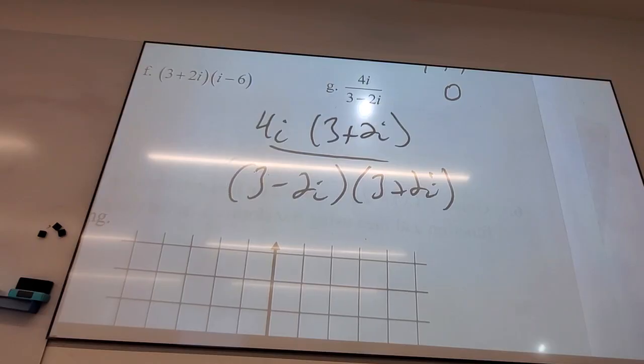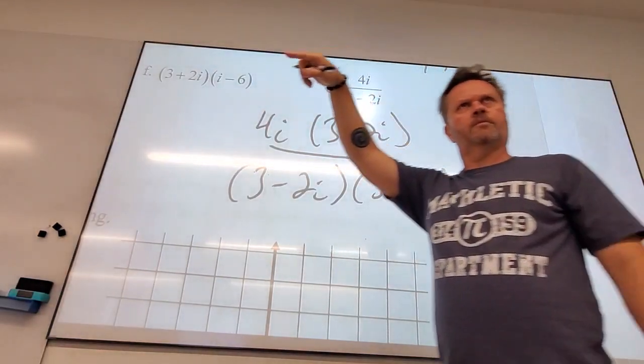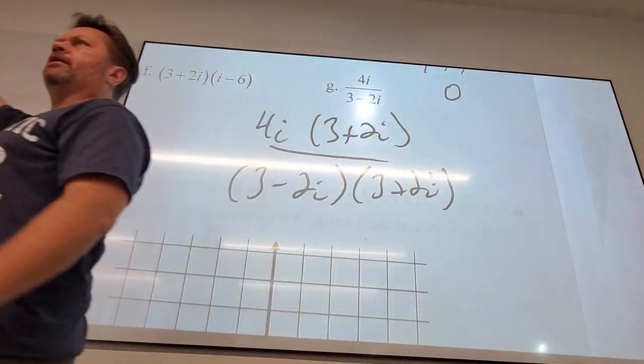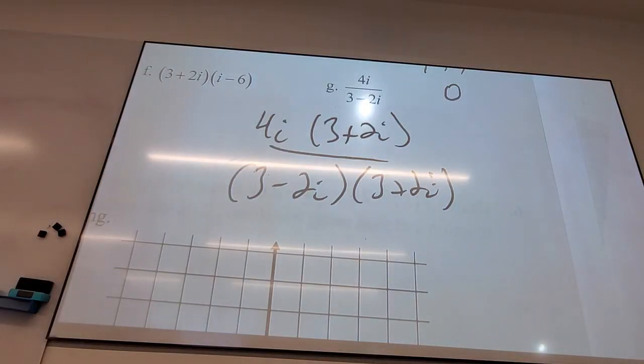Why is the top kind of nice? Because all you got to do is distribute. And then the bottom you FOIL, but you built it so the middle terms cancel. So you can really just do 3 times 3 and negative 2i times 2i. You guys get that? You guys see that?